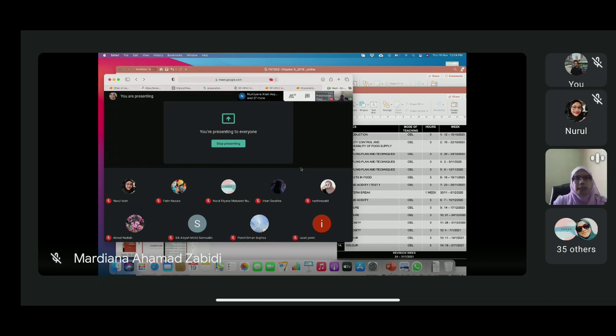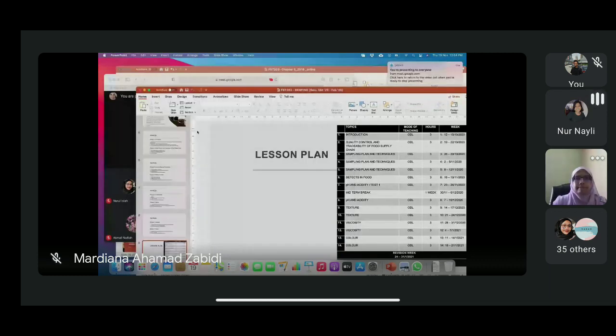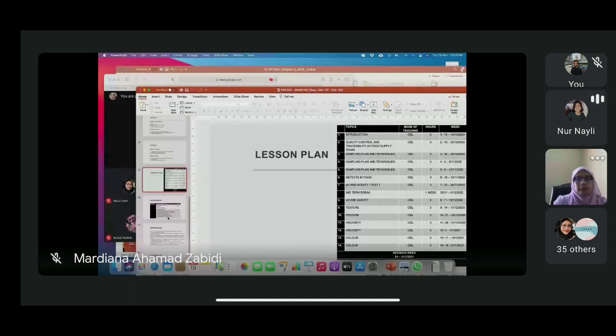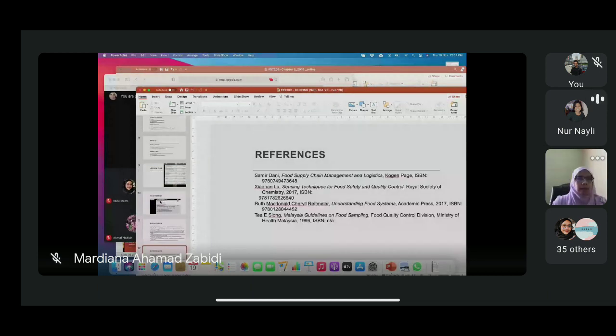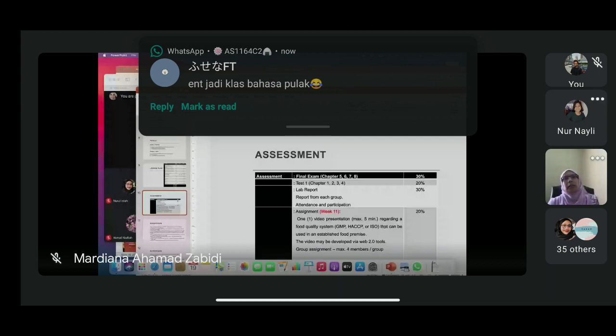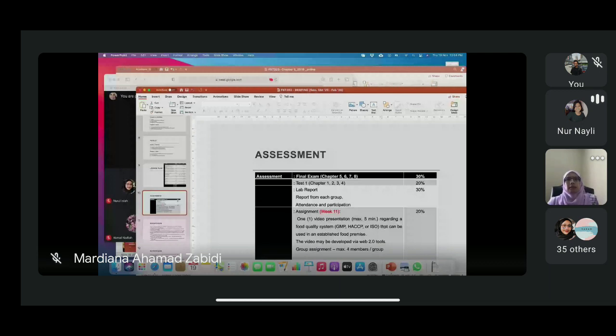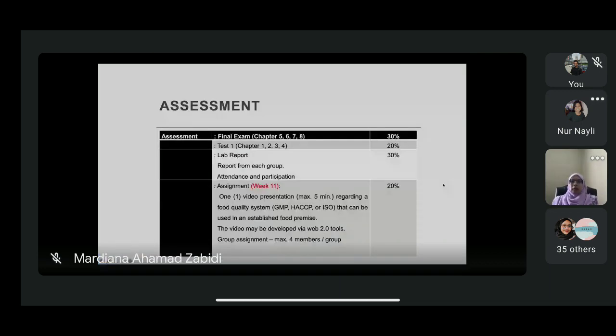Before that, do you have any questions for your test 1 or your previous chapters? Madam, I have a question about the assessment. We have to make a video, right? The video for ISO or the video for assessment? Let me show you on my screen. Is it this one? Yes, the video presentation. What is the guideline? I mean, when can we start?